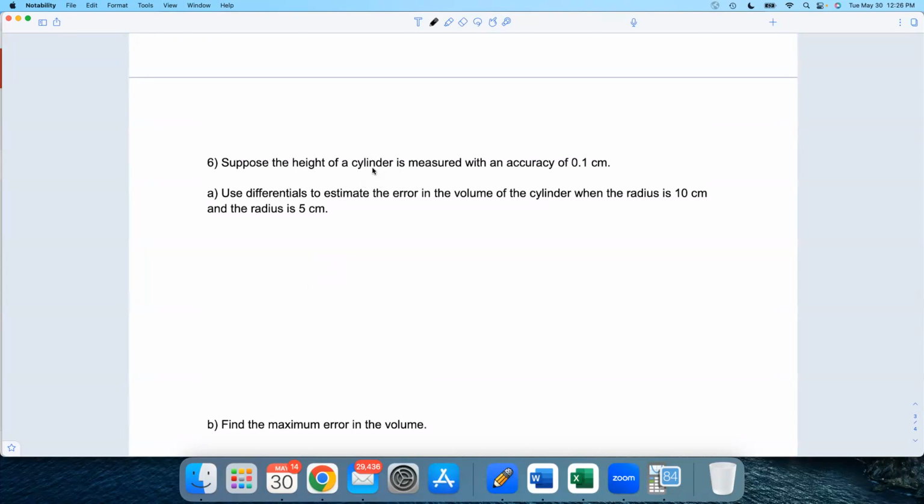Okay, so we've got the height of a cylinder. There's our differential. I want to talk about the volume of a cylinder, and they'll give me the radius. Oh, I need to fix this. This is the height. That's a typo. I should say height is 10 centimeters and radius is 5. So I've got some cylinder here.